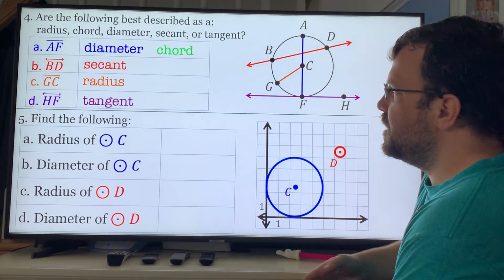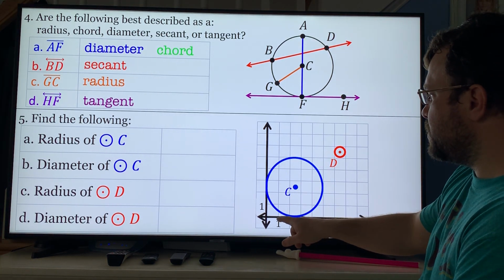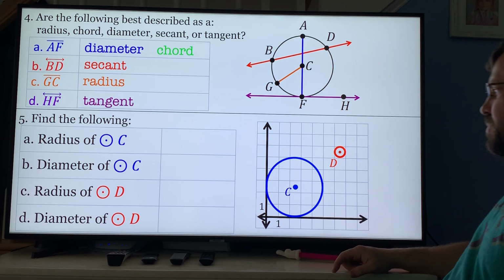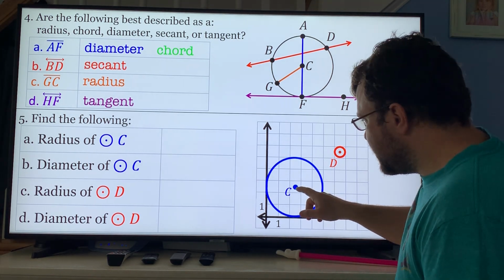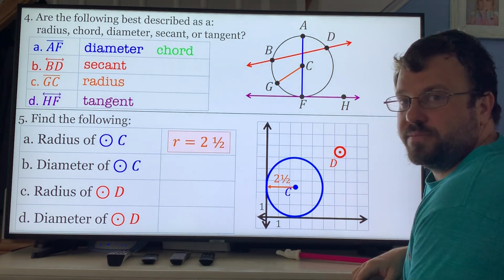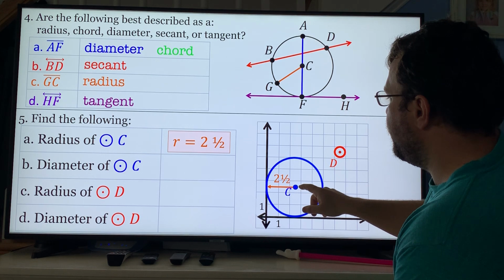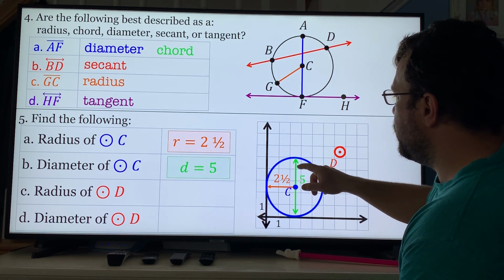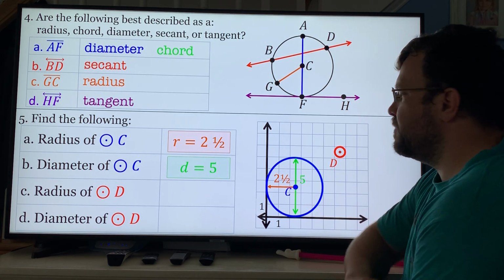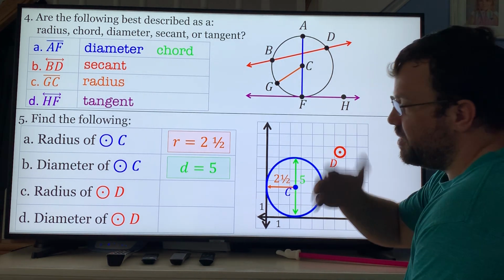Easy peasy. Find the following radius of C. Now this, once again, units are 1. Now look what you do here. This is actually in the center, so it's 1, 2, and a half. You can have a half, that's okay. Diameter, 1, 2, 3, 4, 5. Or 1, 2, 3, 4, 5. All right? 1, 2, 3, 4, 5. If you went diagonal, it'd be 5 too.